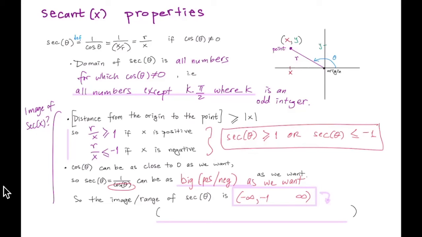So this is the image of secant. So all numbers smaller than or equal to -1, or bigger than or equal to 1.